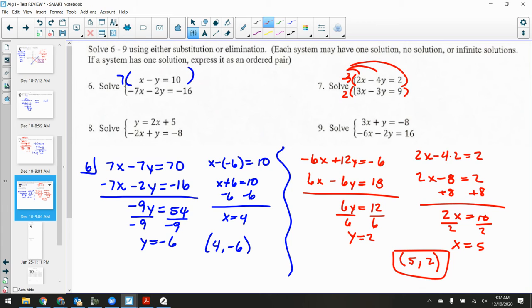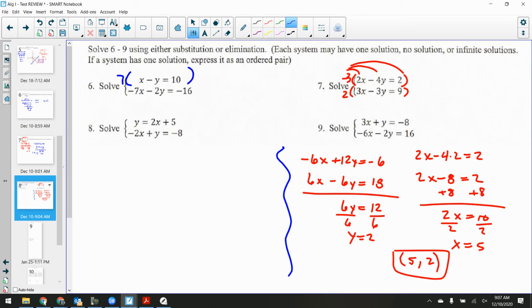I'll give you a minute if you wanted to write that down. I'll erase number 6 and do number 8 there in a second. Anybody still needing the work for number 6? On the left side, the blue work. Okay, I'm going to erase away that work and do number 8 right below it.